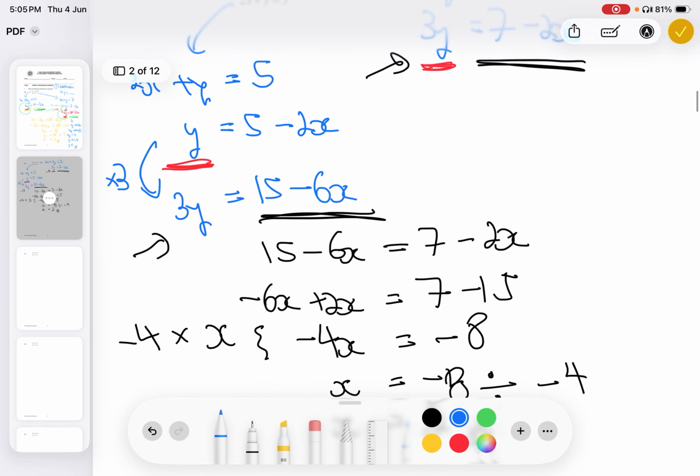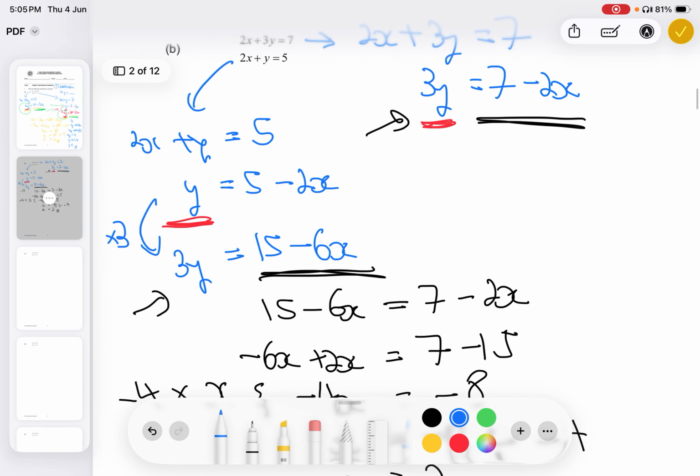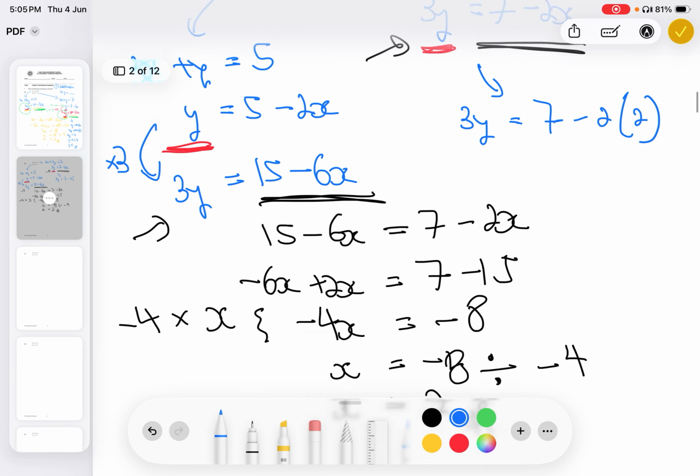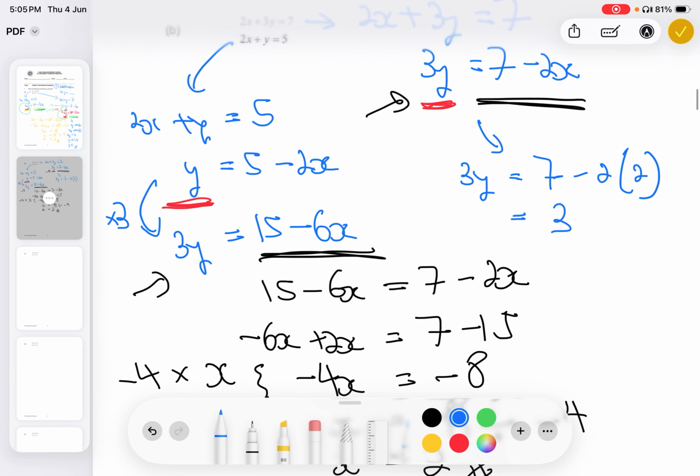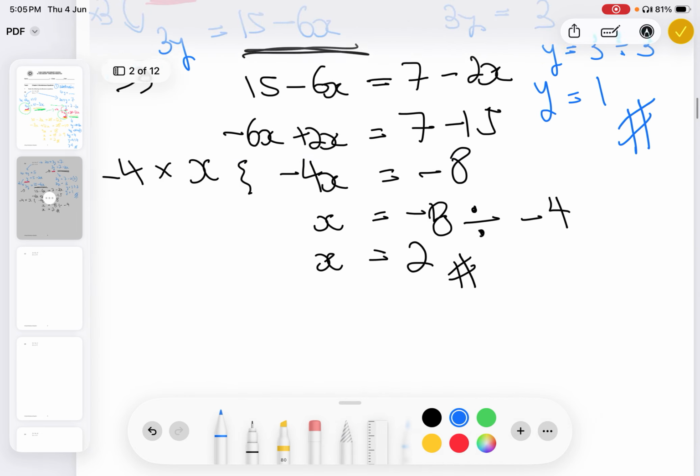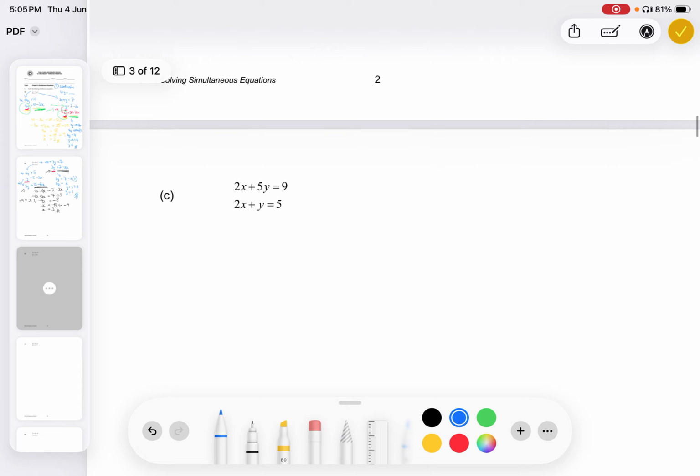Then from here, I solve for y. I can use any equation. I solve for y using this: 3y is 7 minus 2 times 2. My x is 2. I press the calculator, 3y equals 3. So y will be 3 divided by 3, so y will be 1. Okay, then the next one is here. So again, the same thing.